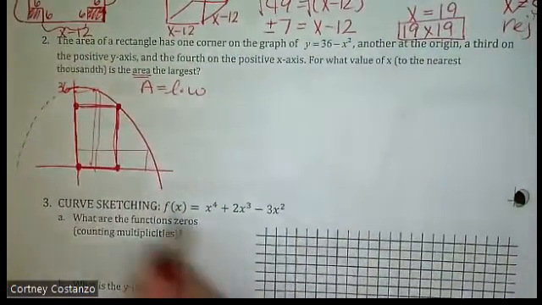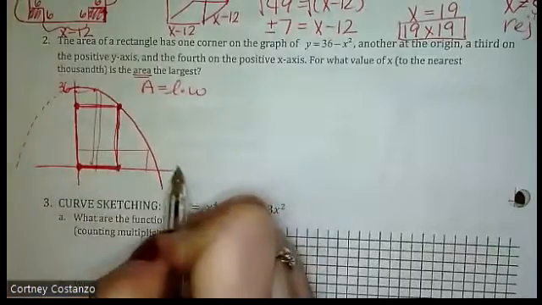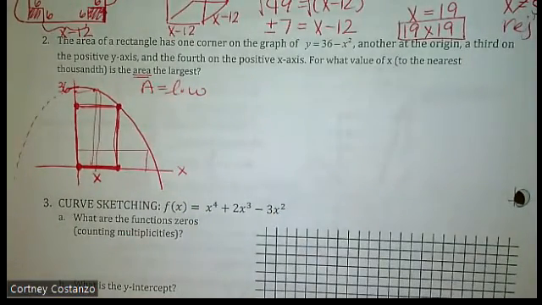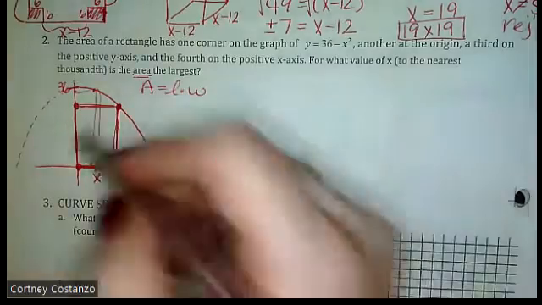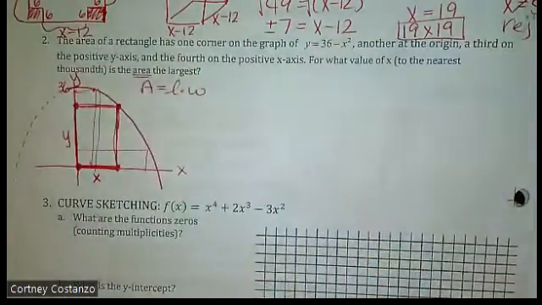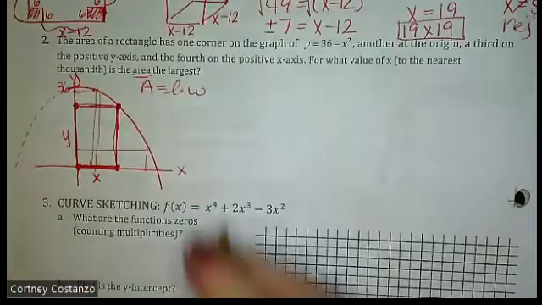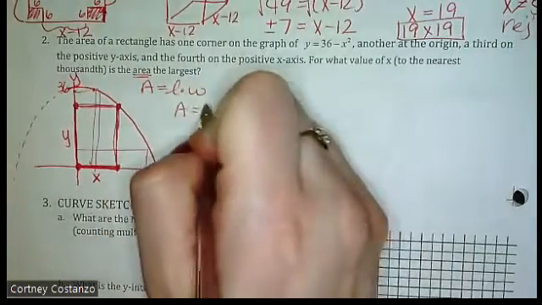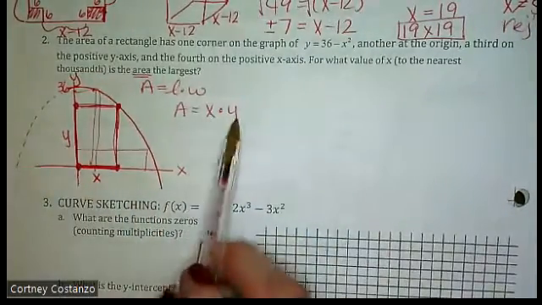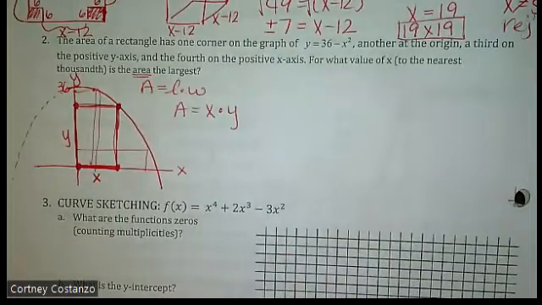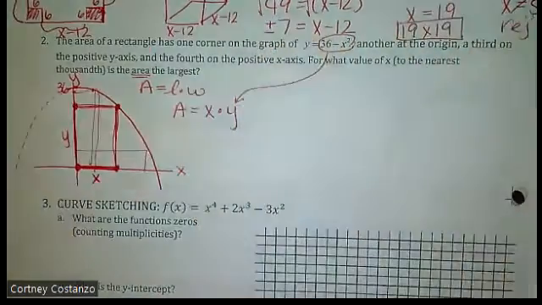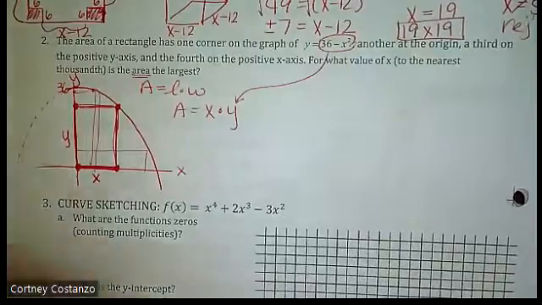Area is length times width. Since the bottom of this is on our x-axis, let's call that length x, because I don't know what it is. It's some magical x value. And since this is on the y-axis, let's call it some random length y. And it feels like I haven't really gotten far, because length times width is x and y, and I have 2 variables. It's really not helping me. But in the problem, I have this, that y equals 36 minus x squared.